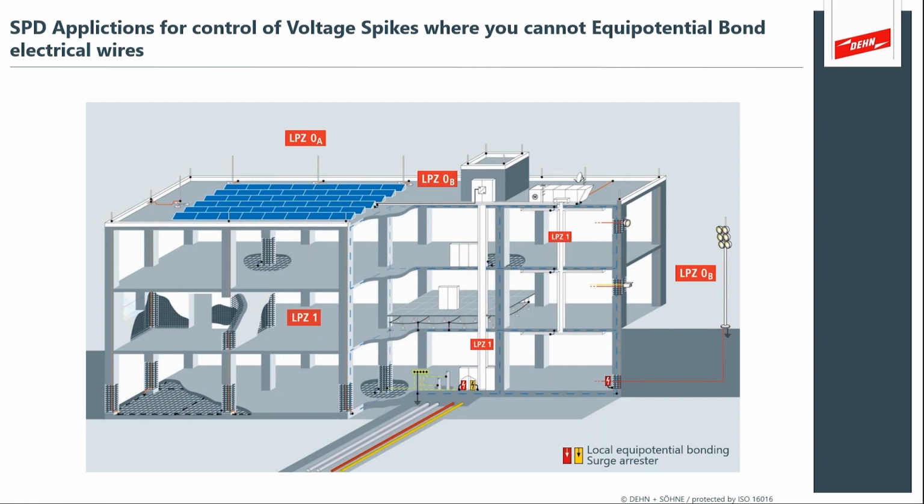Of course, in our world today, we have Wi-Fi systems everywhere. We have security camera systems. In the UK, there's more cameras than people. And all of those electrical apparatus have to be protected. And so you can't bond it, so you apply surge protection.